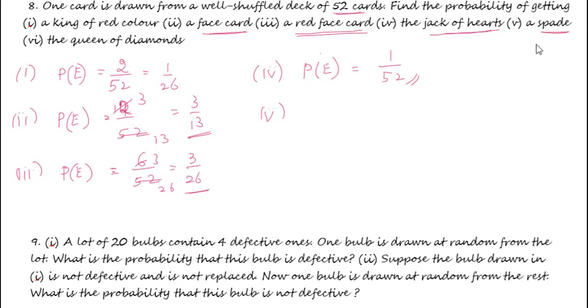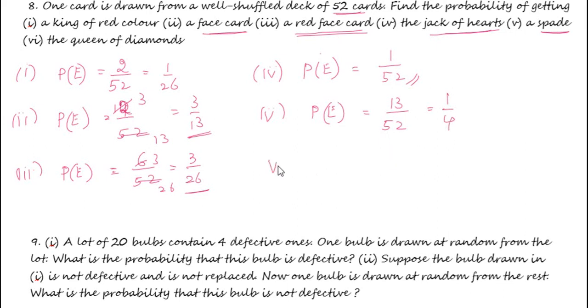Fifth one, a spade. There are 4 different types of cards: spade, clubs, diamonds and hearts. Each has got 13 cards. So when you draw one card at random, it can be any one of the 13 cards. So favorable outcomes here are 13. The total possible outcomes are 52. So the answer here is 1 by 4.